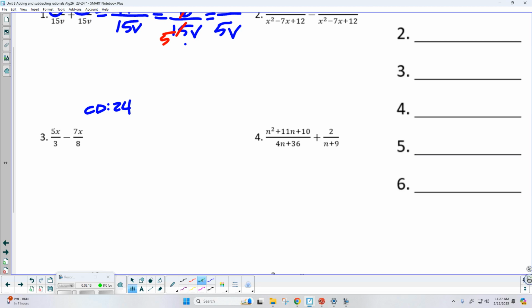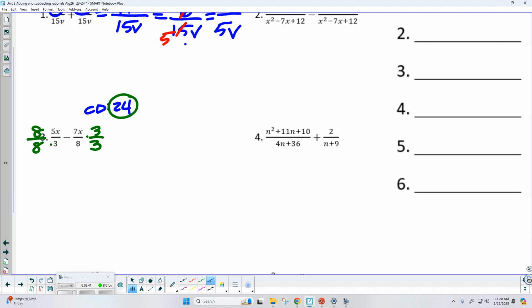Well, here we got to go ahead and change it. Like 5x over 3, this is the denominator I have, but this is what I want. So I've got to multiply by 8 over 8. Okay. But what am I going to multiply the other one by? 3 over 3. Okay. We're multiplying by a version of 1 because we don't want to change the original value. We're simply changing the way it looks so that we can go ahead and perform this operation.